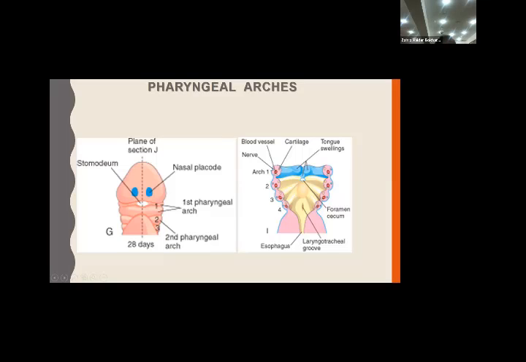The first is the first to develop, then this is the second arch, then the third arch, and a total of 6 arches develop. This is how it develops. First arch, second arch, third arch. Okay, this is the mouth, the developing mouth.